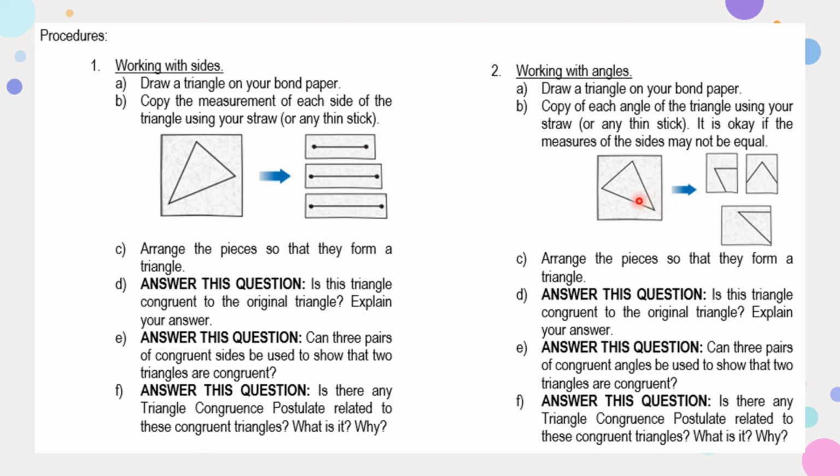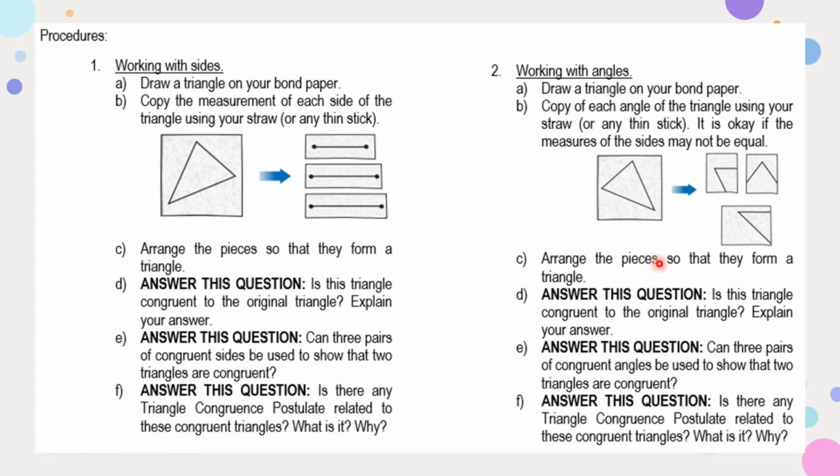Okay. O halimbawa, ang angle mong nakuha gamit yung straw mo ay ito lang. Kalahati na rin, tapos kalahati na rin. Okay lang yun. Hindi kailangan kasukat na kasukat din ng sides. Ang kailangan kasukat ay yung angle. Okay po. Ang kailangan pong kasukat ay yung angle.